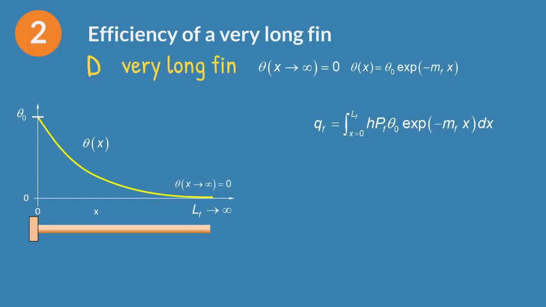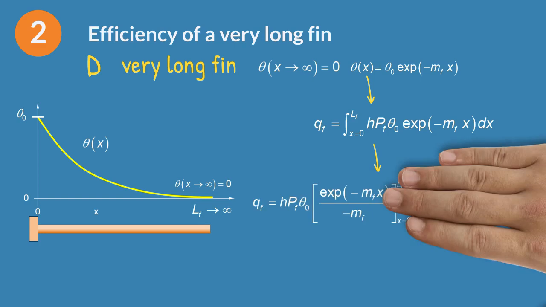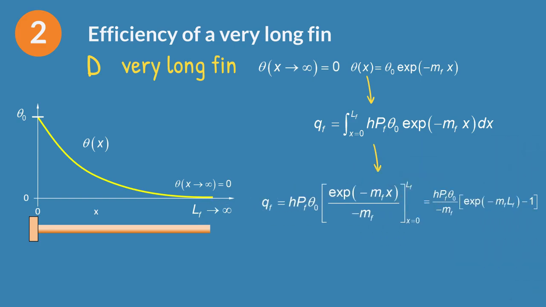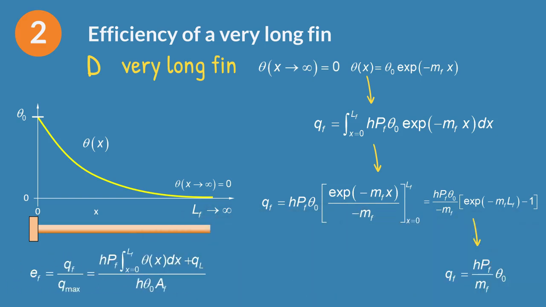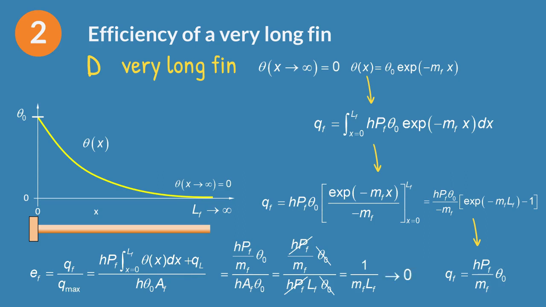For a very long fin, it is easy to integrate the excess temperature along the fin. We have already done this integration in the video about the calculation of the heat transfer rate. Taking into account the definition of efficiency and making simplifications, the efficiency of a very long fin is 1 divided by mf times Lf. The efficiency of very long fins is very small and tends to 0 as Lf tends to infinity.